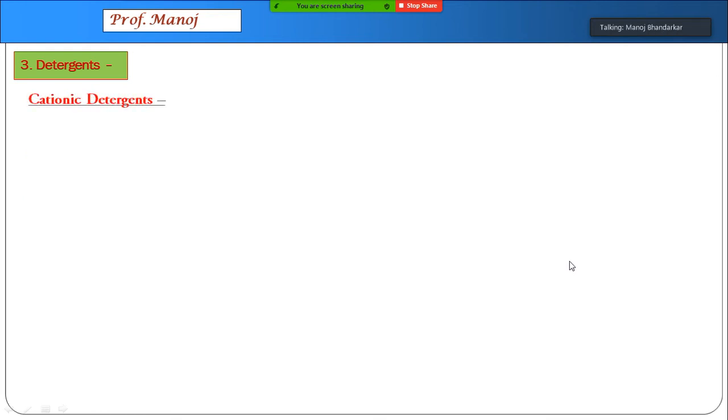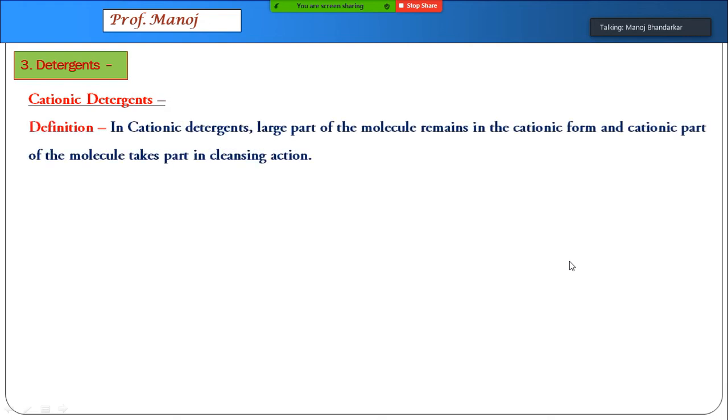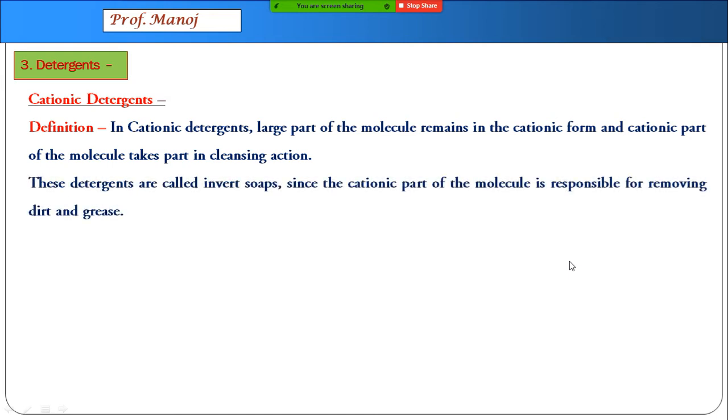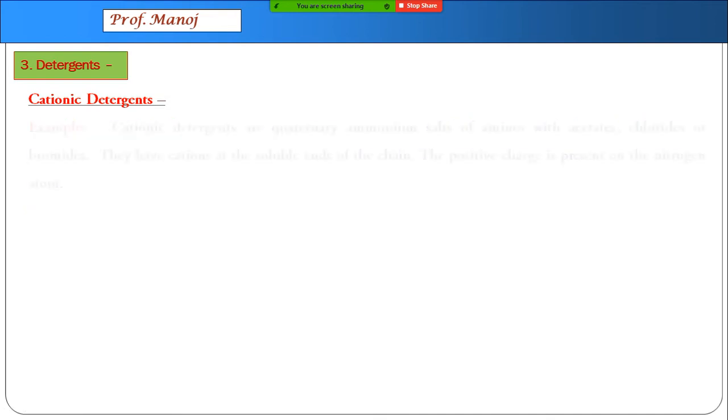After anionic detergents, the second type we have is called cationic detergents. As I said earlier, the long part of the molecule will have a positive charge on it, and that is called a cationic detergent. These detergents are also called invert soaps because the cationic part of the molecule can remove dirt or grease, and it is usually observed that dirt and grease have a negative charge on them.